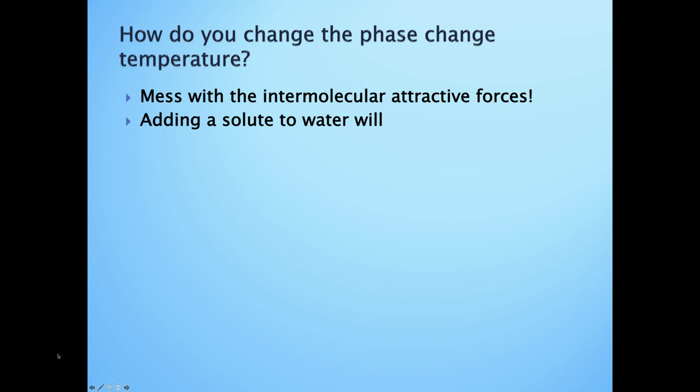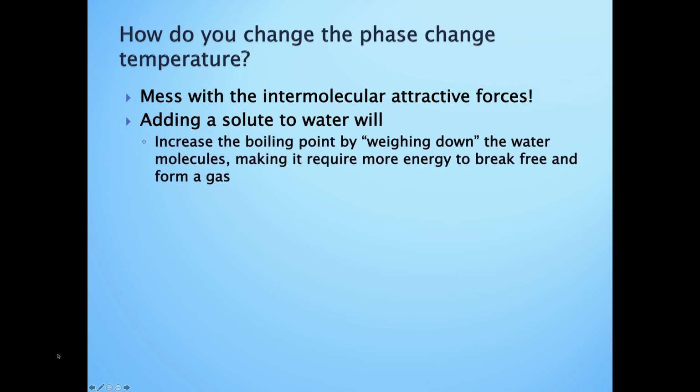The other way you can do it is by adding a solute to water, and this will interfere with the attractive forces as well. It will make the boiling point higher by weighing down the water molecules, requiring more energy to break free and form a gas. In a solution, water molecules are more attracted to the solute than they are to each other, and therefore it's going to take a temperature higher than 100 degrees to get the water to boil.